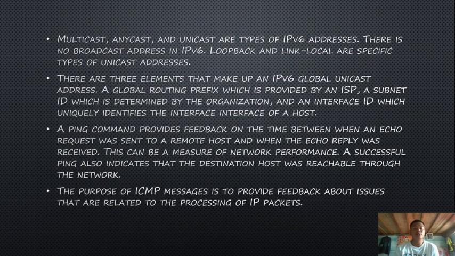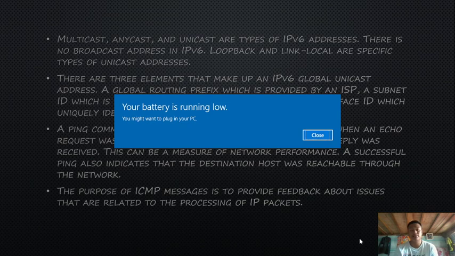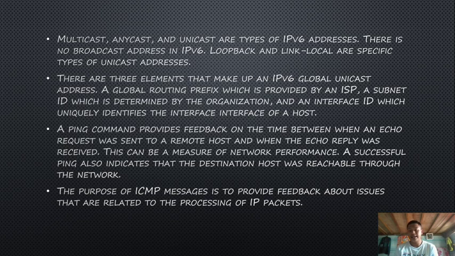Next, multicast, anycast, and unicast are types of IPv6 addresses. There is no broadcast address in IPv6. Loopback and link-local are specific types of unicast addresses. There are three elements that make up the IPv6 global unicast address: a global prefix, which is provided by an ISP, a subnet ID, which is determined by the organization, and the interface ID, which uniquely identifies the interface of a host.